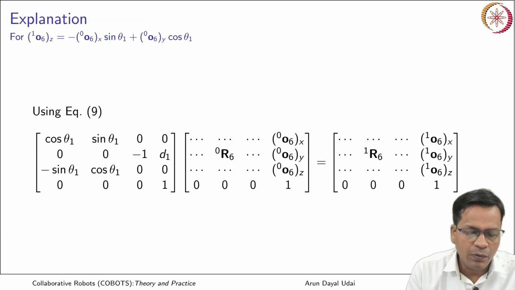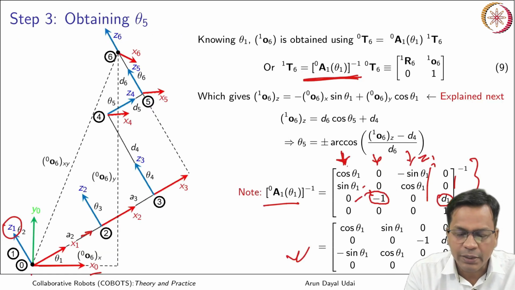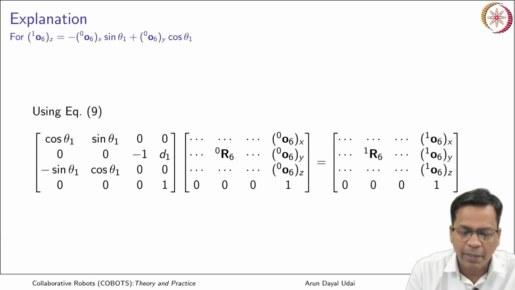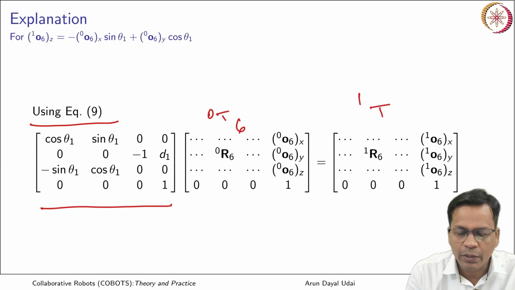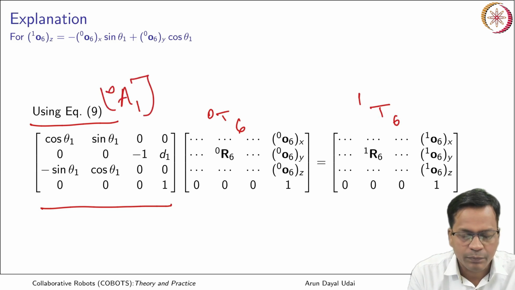Now, using this equation here, I have just expanded it using equation 9. So this is your inverse part of it, 0T6, this is 1T6. So this was your inverse of 0A1.